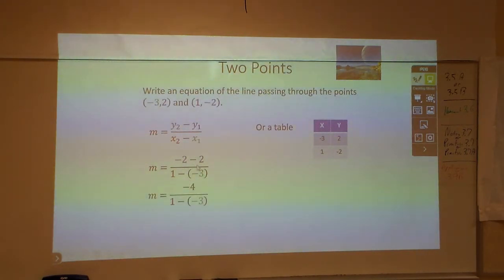and negative 2 minus 2 is negative 4. The other one's like a plus, oops, a little fast there. Minus a negative is like a plus. So I have 4, negative 4 over 4 is negative 1. So my slope is negative 1.